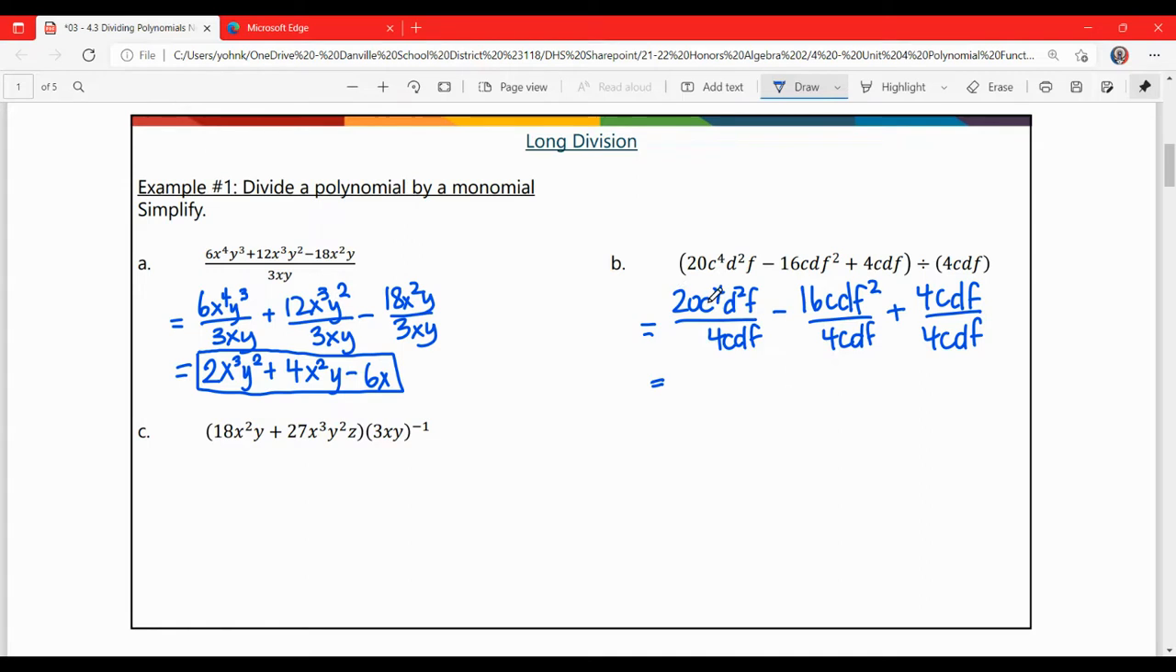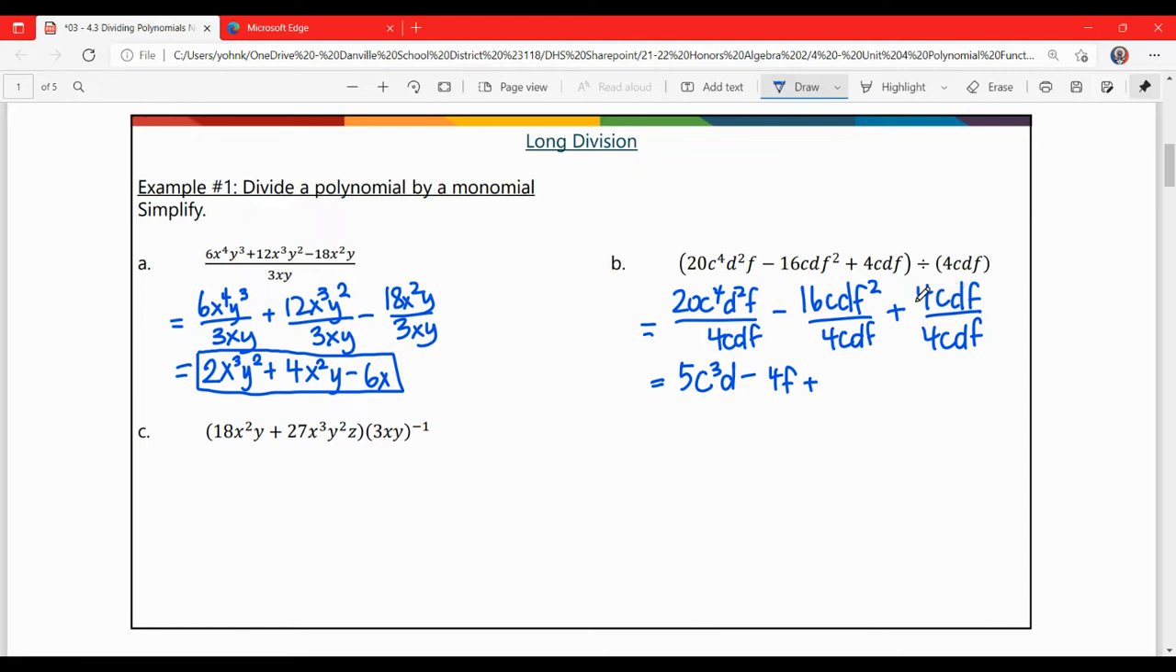So if we take a look at the first term, we got 20 divided by 4, which is 5. We got c to the fourth over c to the first, that's c cubed. We have d squared divided by d, which is d to the first. And we have f divided by f, that goes to 1. Minus, now I have 16 divided by 4, which is 4. I have c divided by c goes to 1. D divided by d goes to 1. F squared divided by f, that goes to just f.